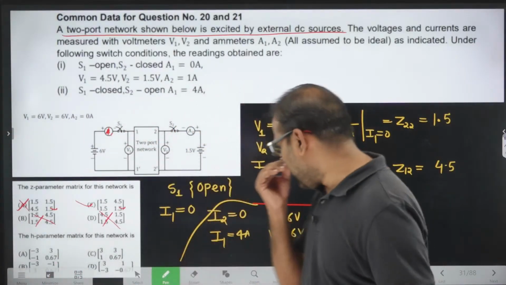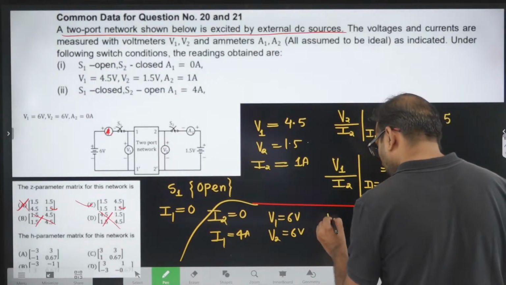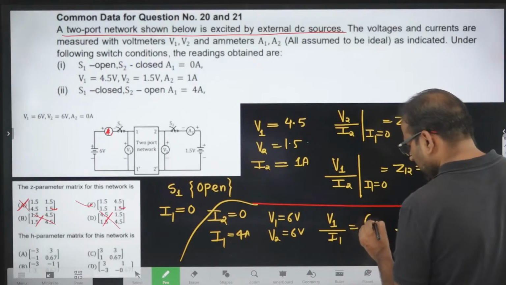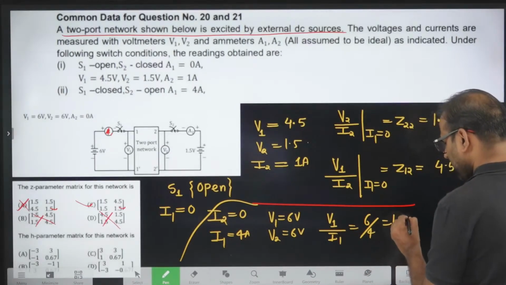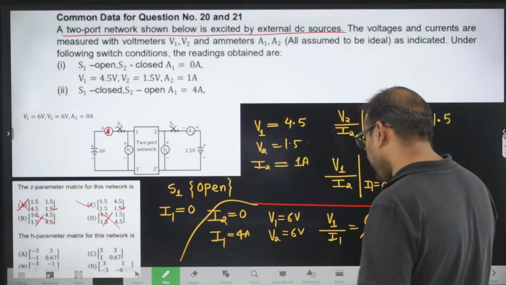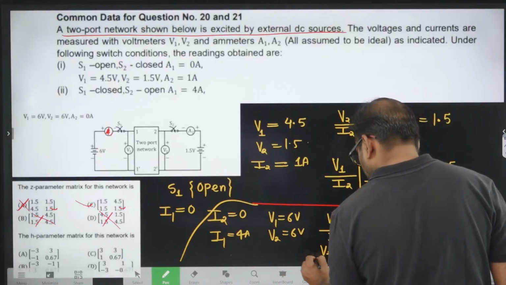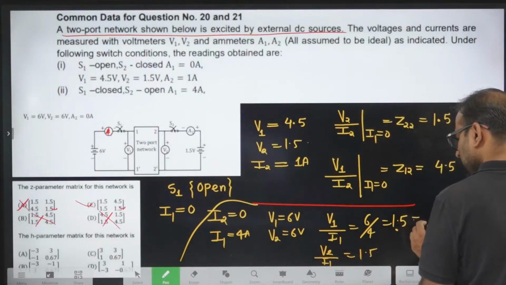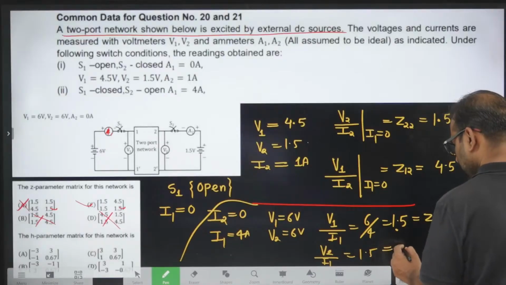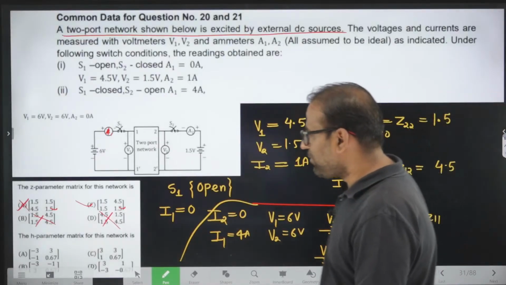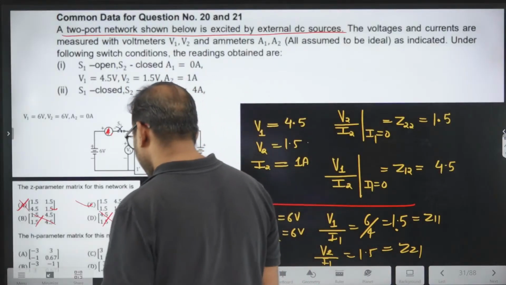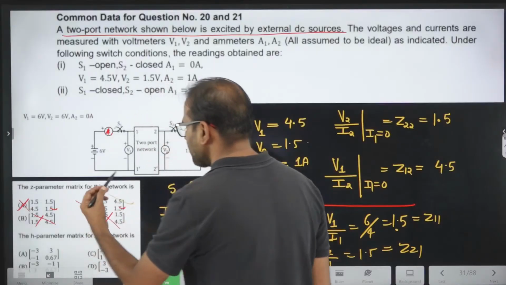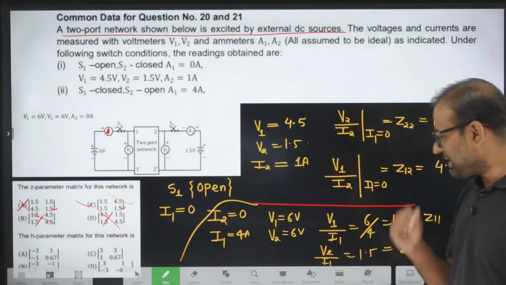If this is so, we can find two more parameters. What is the ratio of V1 divided by I1? The V1 divided by I1 ratio is 6 by 4. 6 by 4 is 1.5. And here V2 divided by I1, that ratio is also 4.5. So you can say this is Z11 and this ratio is Z21. So Z11 is 1.5 and Z21 is also 1.5. So option C is correct here. Option C is correct here.